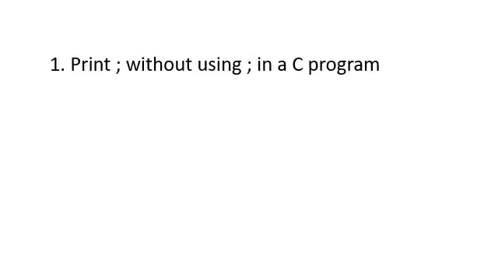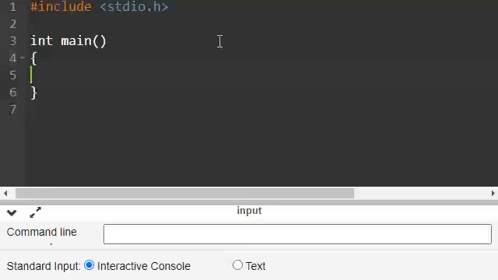In a C program, any statement has to end with a semicolon, right? On top of it, we are printing a semicolon. So within the print string, we also have to mention a semicolon, but without using a semicolon, we have to print a semicolon using a C program. Let us see how. Here you can see the skeleton of the C program.